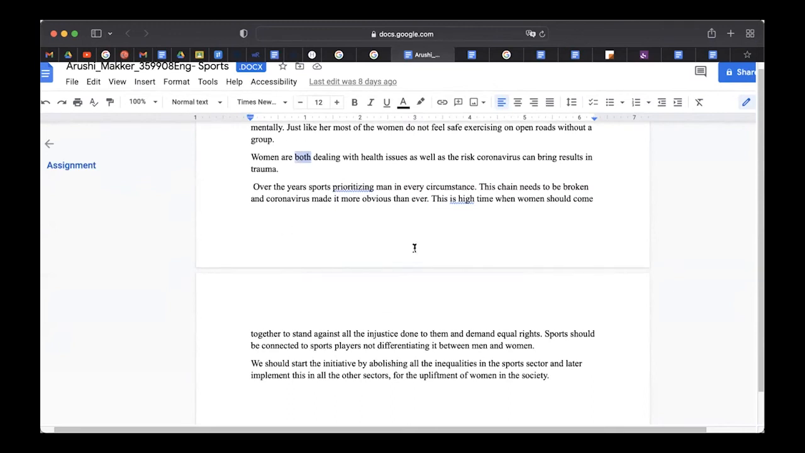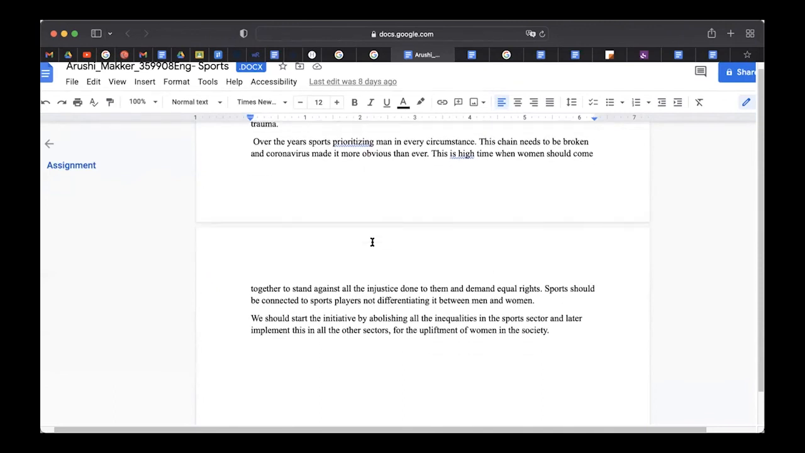Where you use both can change the meaning of the word both, right? It's an adverb. Where you place it changes the meaning. So women are dealing with both, because both over here is for the next aspect, which is health issues and the risk due to coronavirus. So women are dealing with both health issues and the risk of coronavirus, which can result in mental trauma, but can bring results is incorrect as an expression.